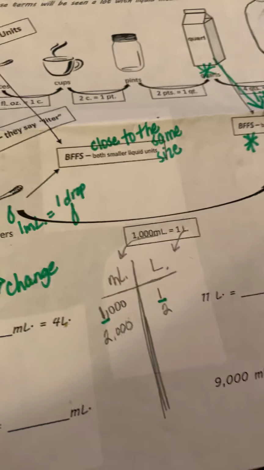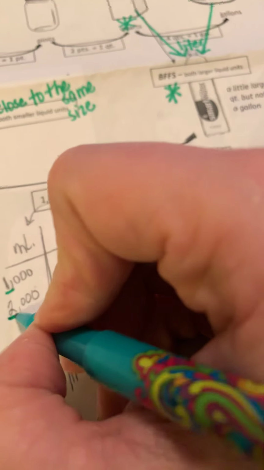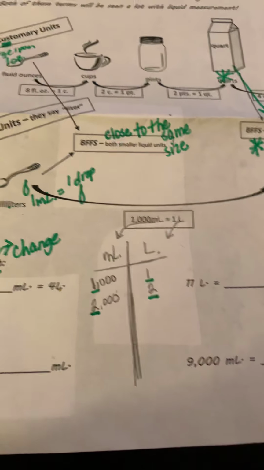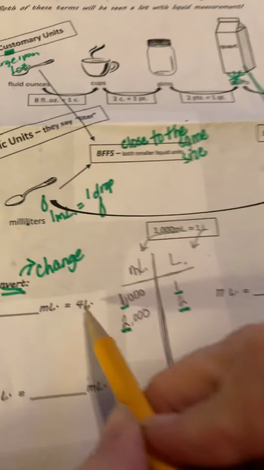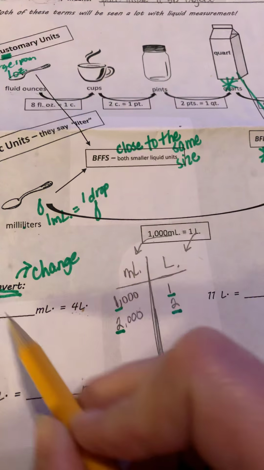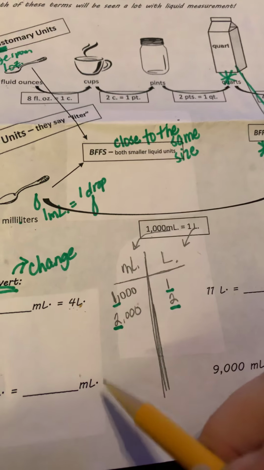2,000 is 2. But these are without the 3 zeros. This side has the 3 zeros. All you have to do with metric is find the pattern. So we're looking for 4 liters. 4 liters. So I don't want y'all to shout. No, don't shout it out loud. I want you to work the pattern with me.